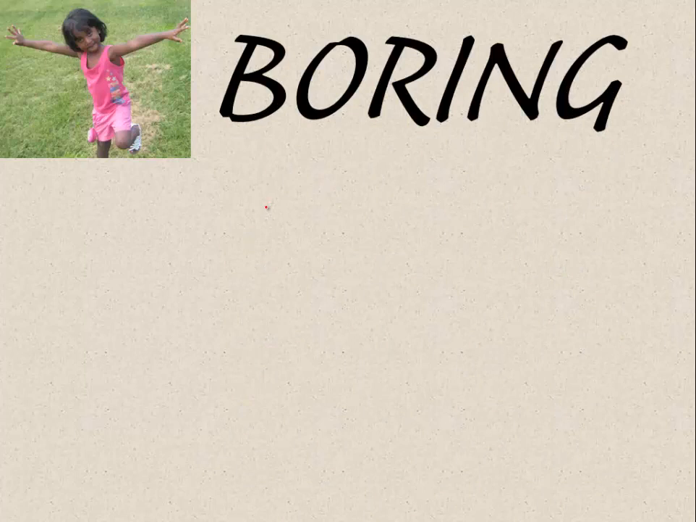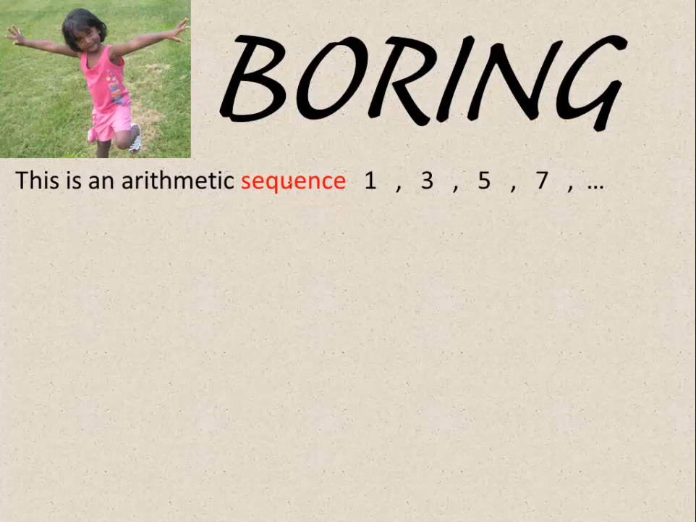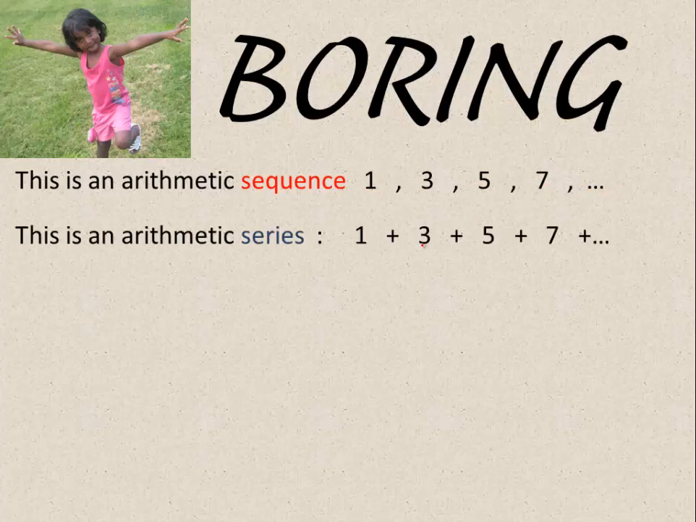What we have done so far, to tell you the truth, is very boring. This is an arithmetic sequence as discussed in part 1: 1, 3, 5, 7, and on and on and on. This is an arithmetic series: 1 plus 3 plus 5 plus 7. A sequence, a series.